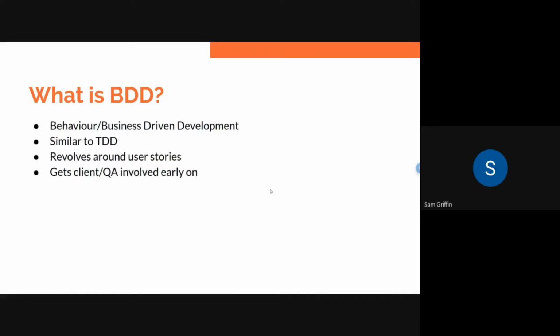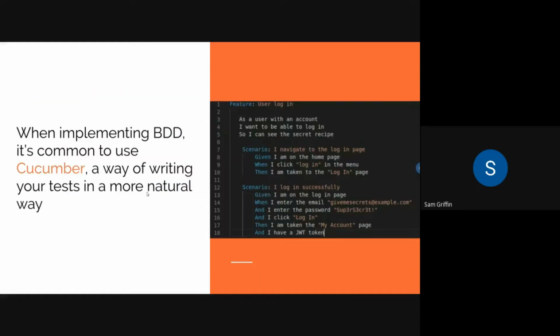So the most common way of writing BDD is using a framework called Cucumber, which uses a language called Gherkin. I see a pattern here. Yeah. So most people don't acknowledge that Gherkin is actually the language, but if you're using syntax highlighting and stuff, it's good to know. But Cucumber is really the only one that people actually use. So it's a way of writing your tests in a more natural way.